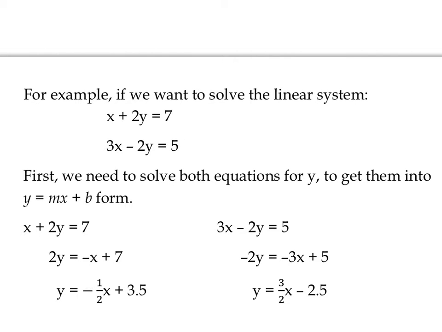Here we have a linear system. The x plus 2y equals 7 and 3x minus 2y equals 5, the ones we were just looking at previously. Right? To be able to graph these, we need to get them into slope-intercept form, y equals mx plus b, right? Y equals mx plus b form. So we take the first equation, I just brought it down here, we subtract the x on both sides, divide by 2, and we get a y equals mx plus b. Second equation, bring it down here, again solve for y by subtracting the 3x on both sides, dividing by -2, and now we have these two equations that we can graph and see where they intersect. Okay?